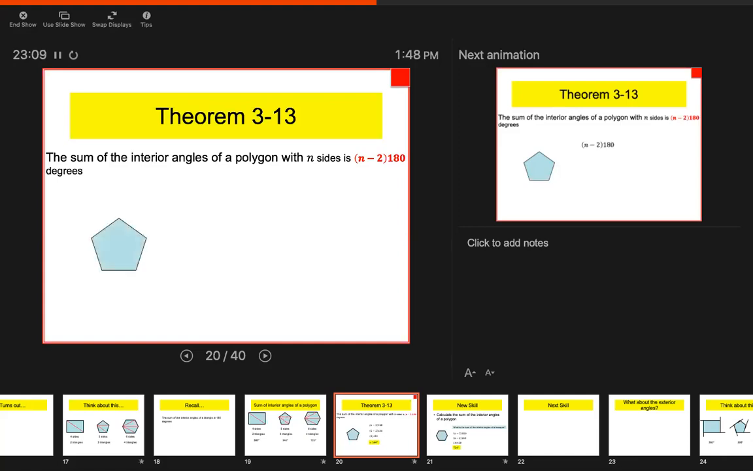All right, so what's the shape? Well, this is an example. Pentagon. Pentagon, so what's the sum of the interior angles? 540. How'd you get that? Because of the previous slide. n minus 2, where n is 5. 5 minus 2 is 3, and 3 times 180 is 540. Okay.